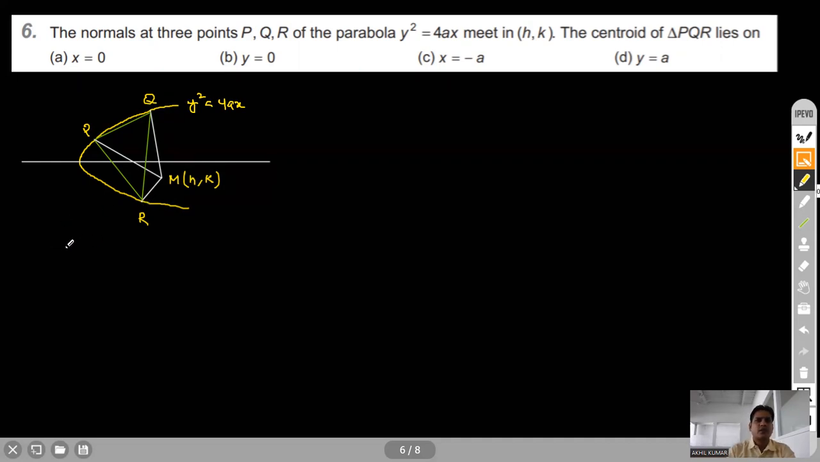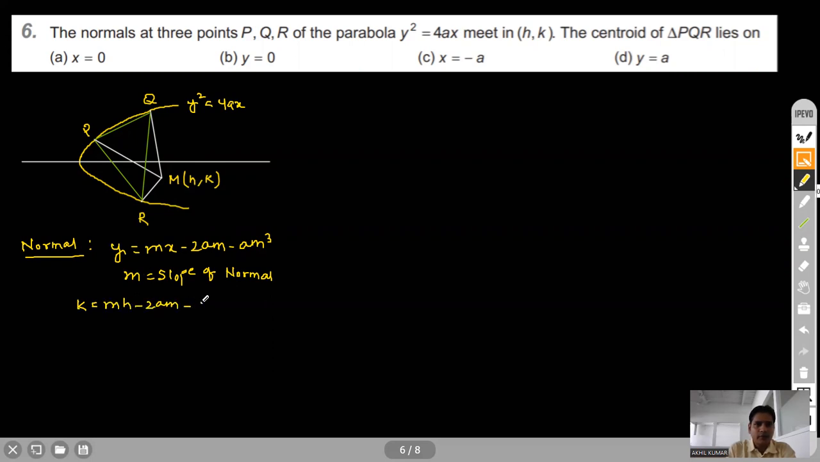So what is the equation of normal in slope form for this parabola y square is equal to 4ax? It is basically y is equal to mx minus 2am minus am cube, where m is the slope of the normal. Hope you are aware of this. So this normal is passing through this point M, whose coordinates are h comma k, so it will satisfy it. I am writing it as k is equal to mh minus 2am minus am cube.